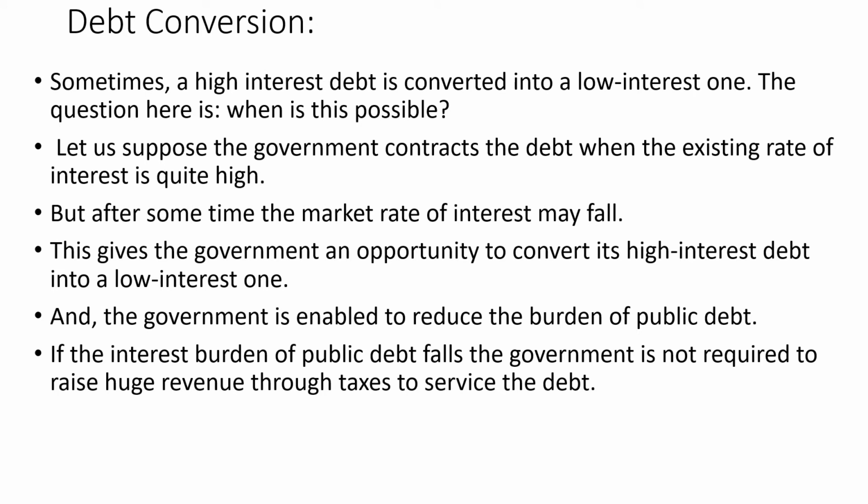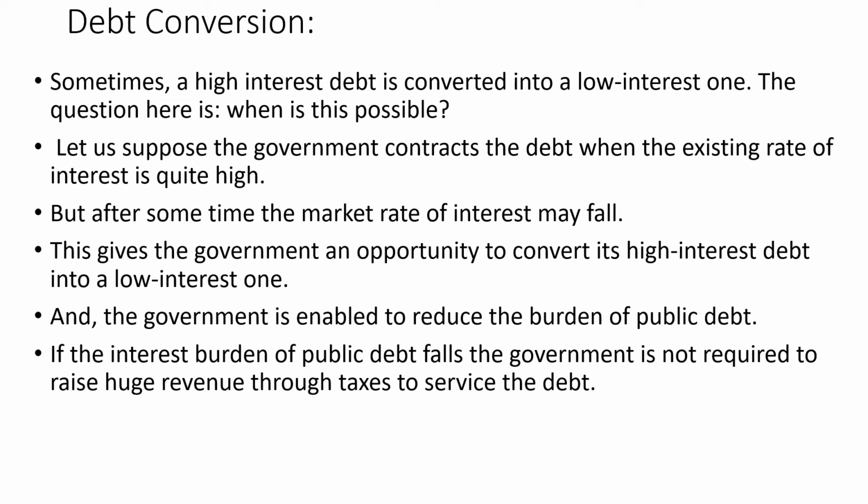Okay. Now coming to another method which is known as debt conversion. Here a high interest debt is converted into a low interest one. How is this possible and when is it possible? Let us suppose that the government contracts a debt with the existing rate of interest which is quite high. But after some time the market rate of interest may fall. This is a possibility, right? Market interest may fall or it can be high. So it can either go down or it can go up. So it is not under our control, right? So it is not controlled by the government.